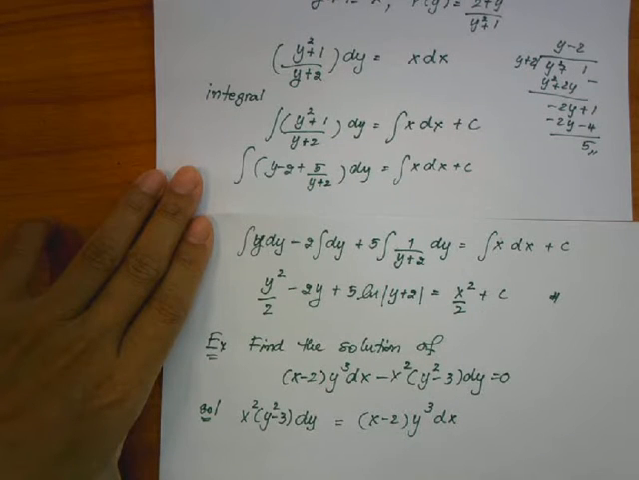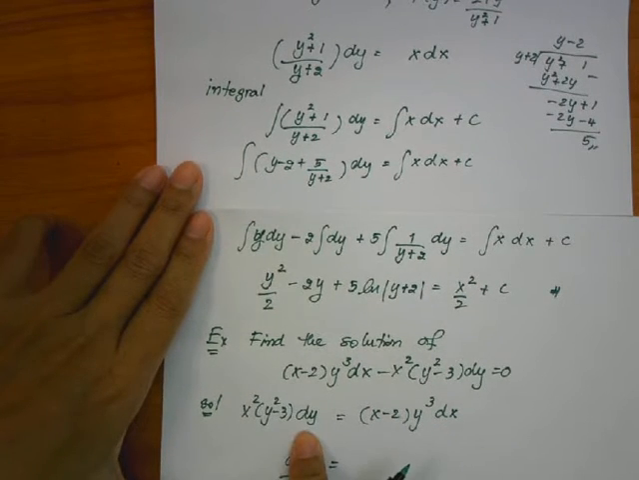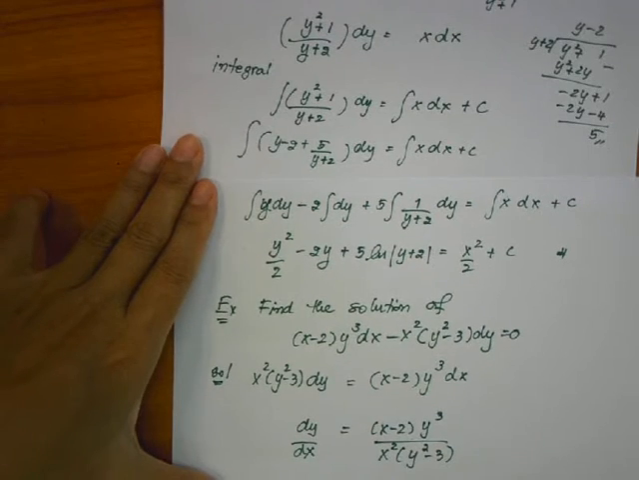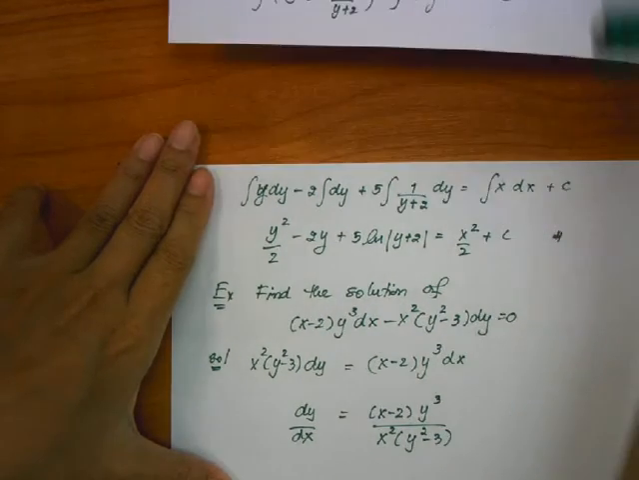We are going to write down the term of dy by dx. You move dx here and divide by dy. Then you move this term to the right hand side, and you get x minus 2, y to the power 3, divided by x to the power 2 times y squared minus 3. Now, can you write down the g(x) and p(y)?